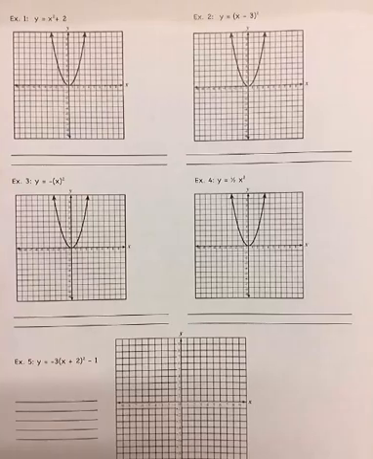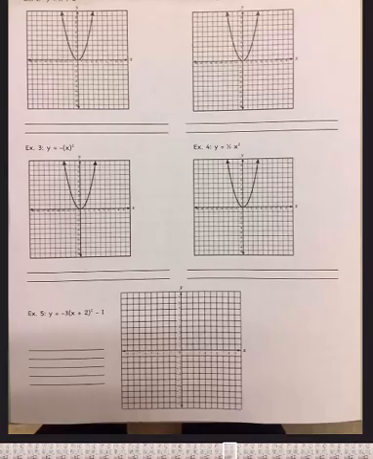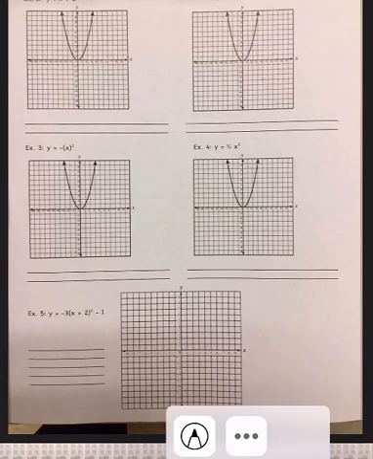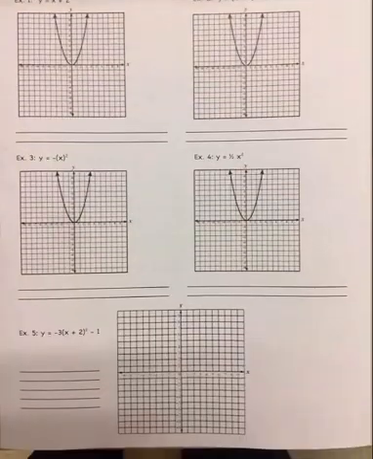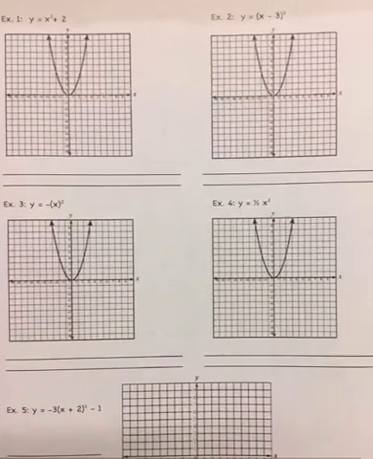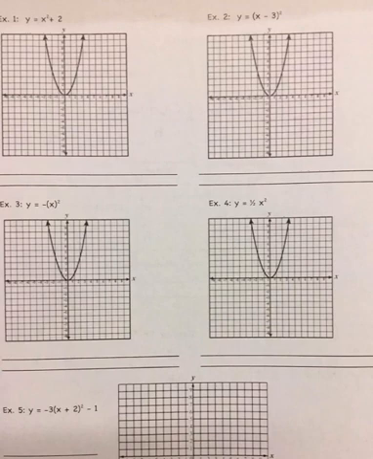Okay, so right here, we're going to look at a few. So you can see on these first ones, we have the parent function already drawn in. So x squared plus 2 means it shifts up 2 units.